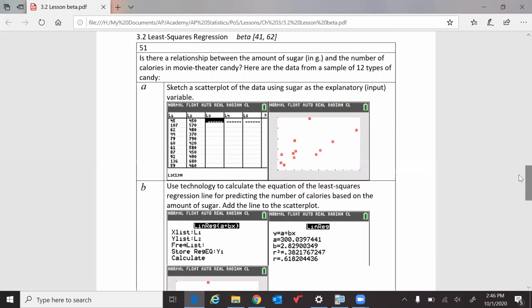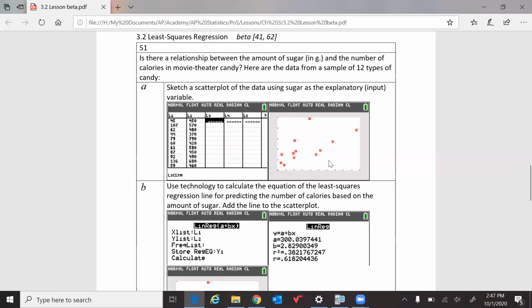Problem 51, you had to put the data in the list. And what happened in 51? The calories depended upon the sugar. All right, so we actually have a couple of movie theater employees here, and this is the poison that they're selling at the movie theater, and it tells you how the calories depend upon the sugar in these candies. So what happened is we just put this in a list.